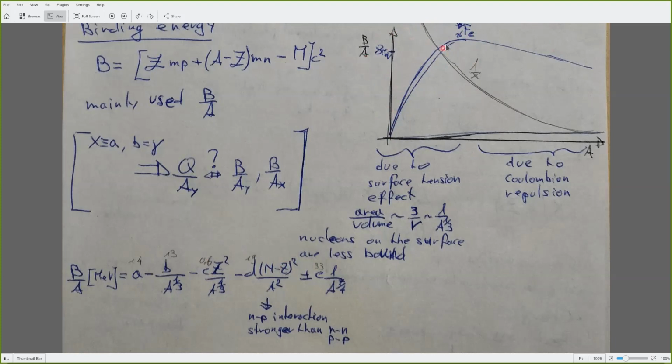You have this increase because of the surface tension effect. And then you have the contribution from the Coulomb term, because the more protons, the more easily it disrupts the nucleus. In fact, for the energy of the products to be less than the reactants, to have a positive release, you have to go to this side. You have fission, or more fusion.